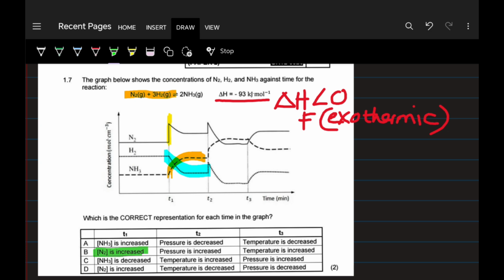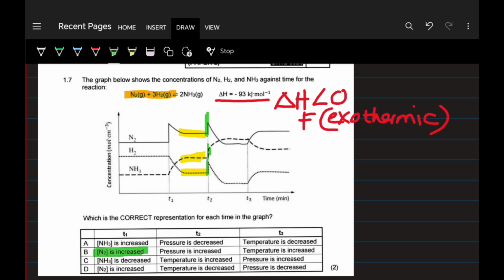Let's go to time interval 2. We can see the new equilibrium is reached and established. And then there is a disturbance. Look at this: all graphs increased here. At T2, all graphs increased.